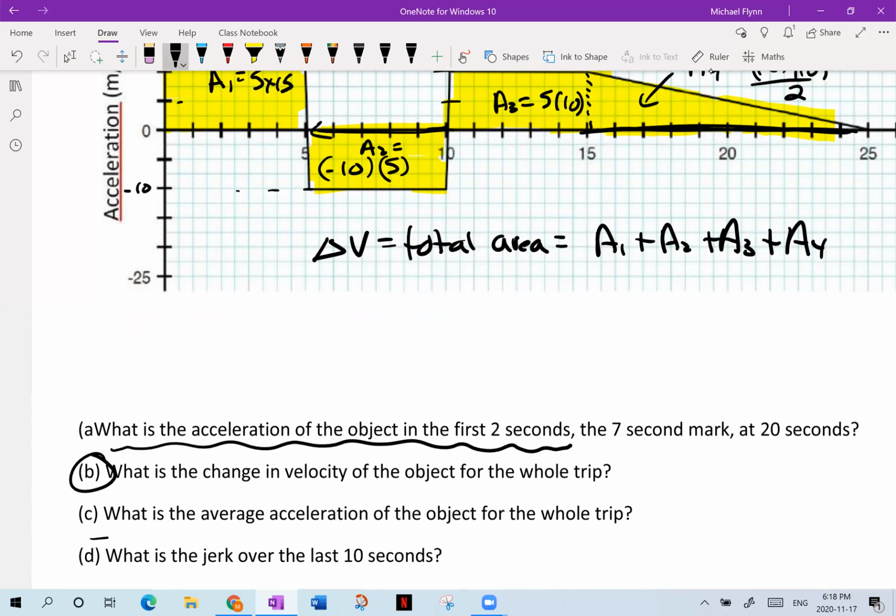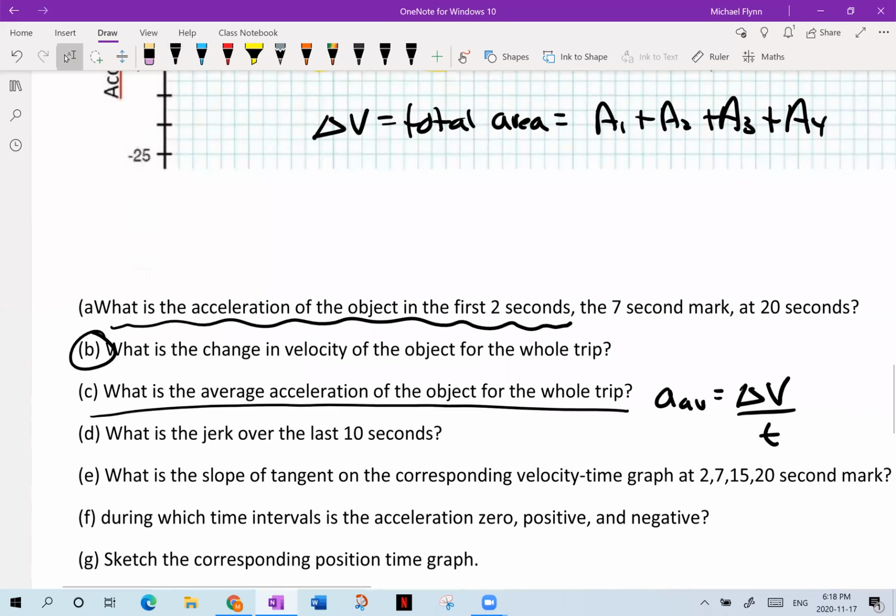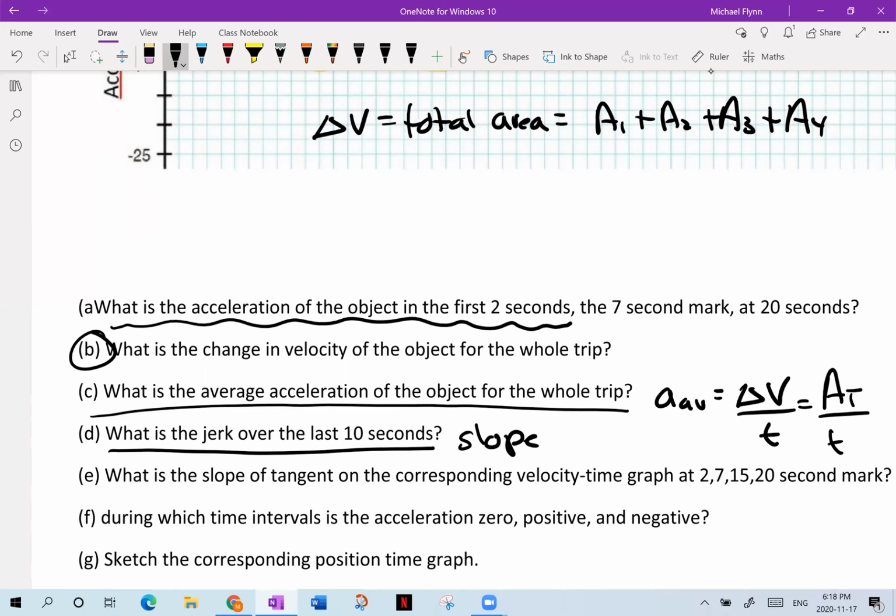Now, it says here, what is the average acceleration for the whole trip? Well, the definition of average acceleration is just the change in velocity divided by time. So all you have to do is get the total area and divide by time. Okay, and that's it. Now, jerk is slope. So that one is slope. So just measure the slope.